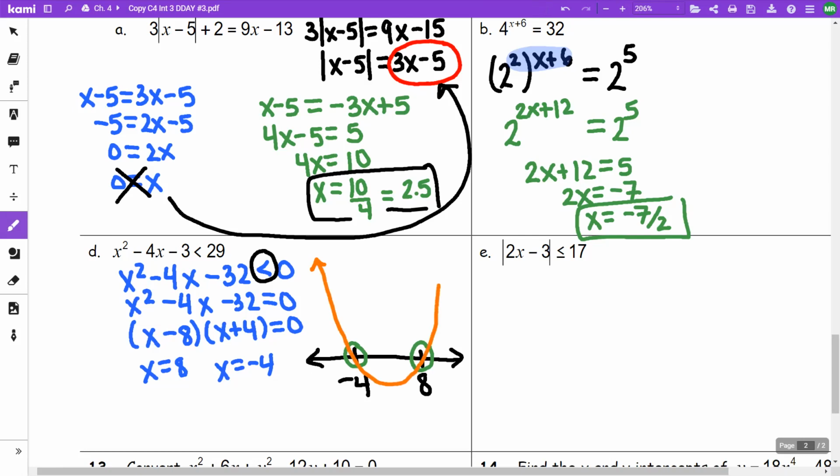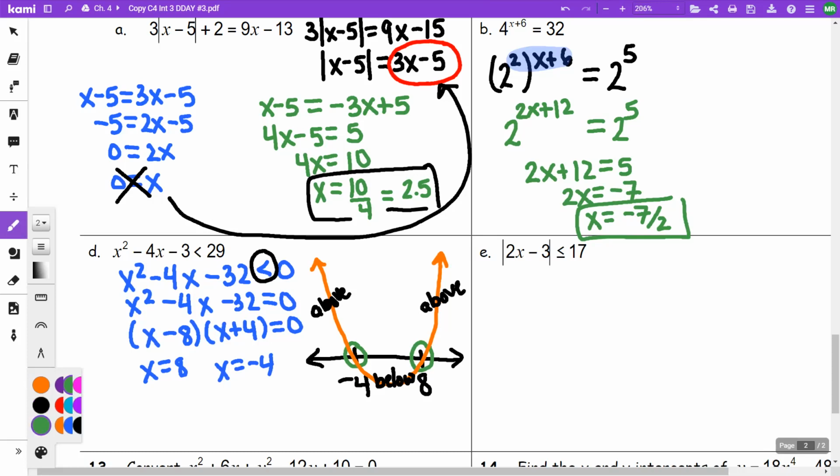So as I'm going here, let me just jot this. I am above right here. This is also above over here. And over here, in between these, I am below. And I want where the parabola is below. So I'm going to shade everything in between -4 and 8 because all of those x's would have given me outputs that are less than 0. We have to write out our answer, -4 less than x less than 8.